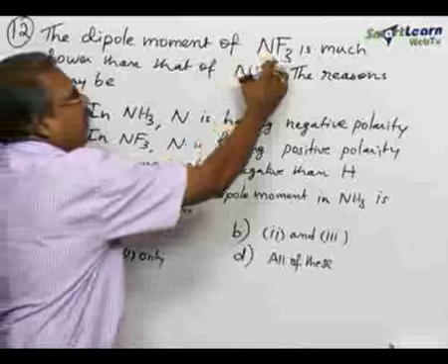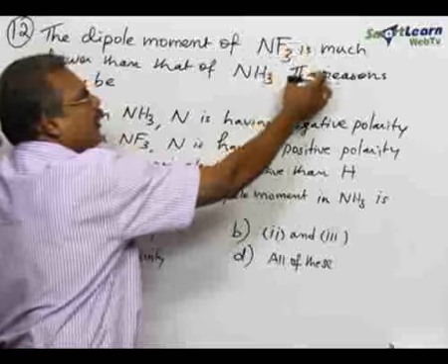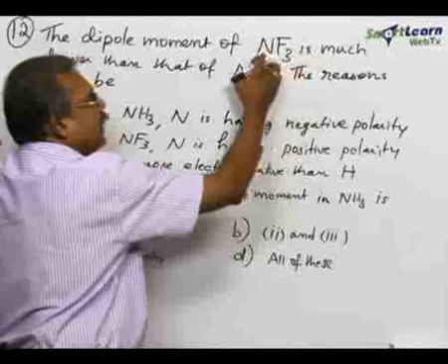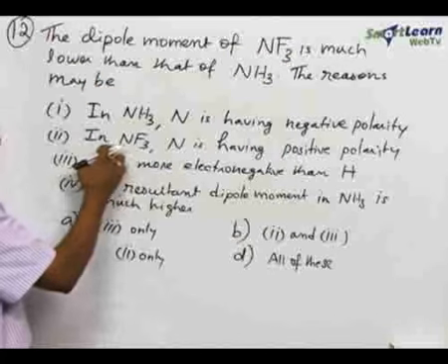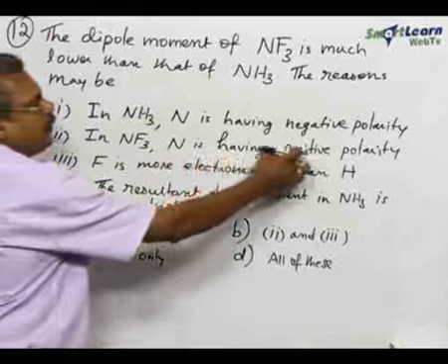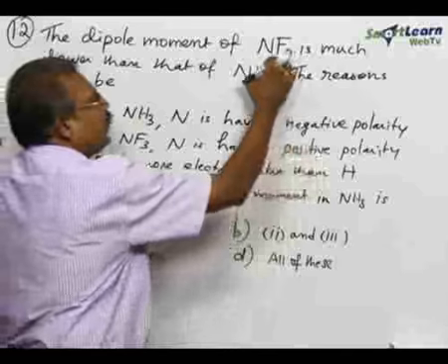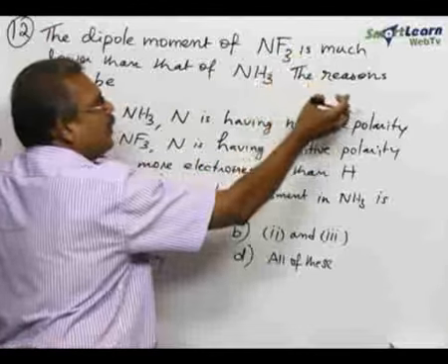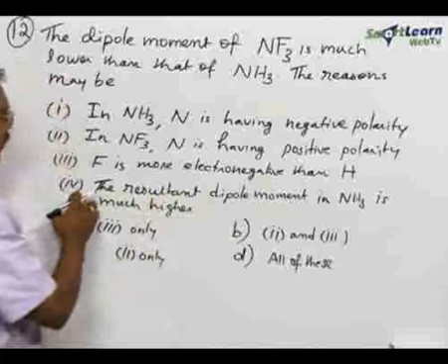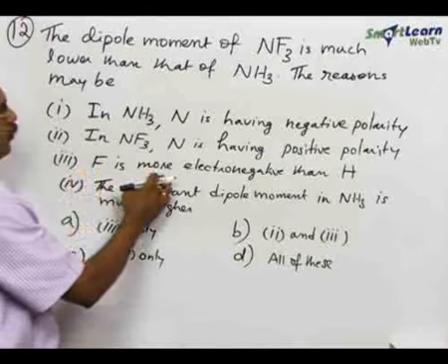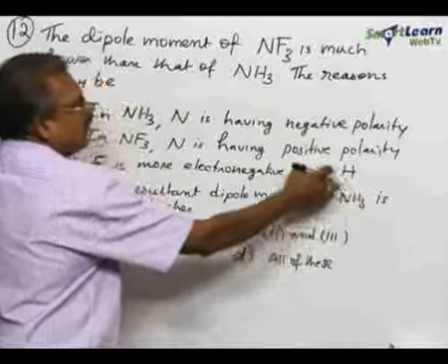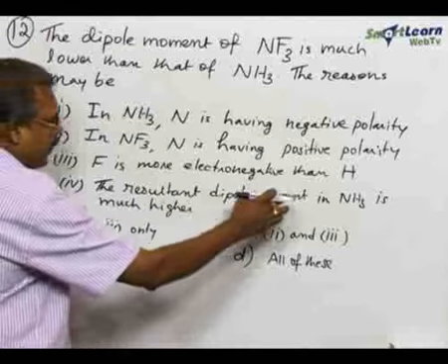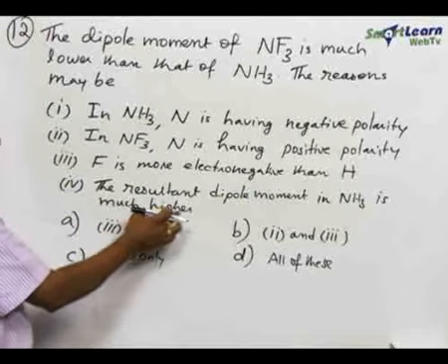In NF3, fluorine is more electronegative than nitrogen. Therefore, fluorine is negative and nitrogen is positive. In NF3, N is having positive polarity. That is also true. And fluorine is more electronegative. Is the most electronegative element in the periodic table. Therefore, the third one is also correct. F is more electronegative than hydrogen. That is also true. And the fourth one, the resultant dipole moment in NH3 is much higher is given.